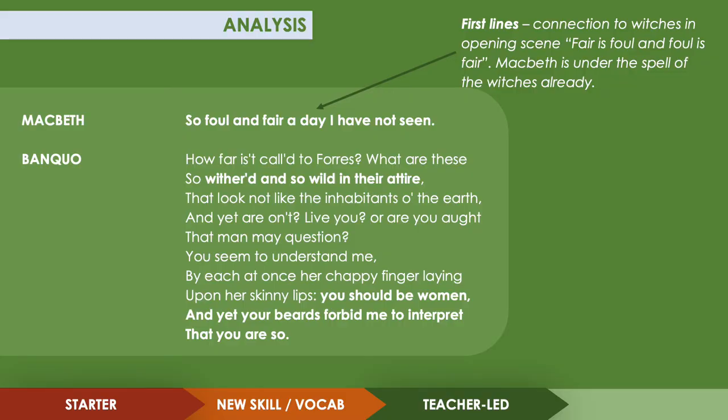So let's analyse some key lines in this speech. In the first line, "So fair and foul a day I have not seen," links directly to the witches in Act 1, Scene 1, who say, "Fair is foul and foul is fair." The fact that these are Macbeth's very first lines in the play shows that he might be under the spell or influence of the witches already.